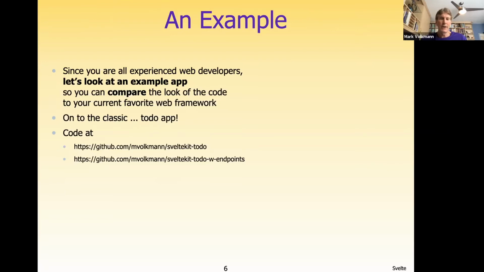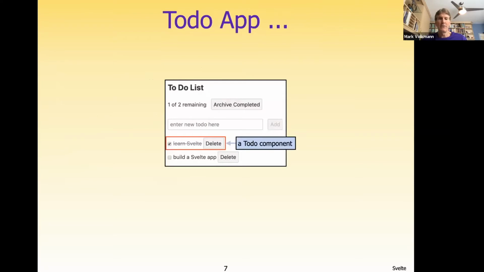GitHub repos there. The first one is actually the code we're going to walk through. And then the second one is a work in progress where I'm expanding this to have user accounts, and every user has their own list of to-dos and authentication and all of those things. But let's focus on the simple one right here and just get a feel for some of the benefits of using Svelte. So this is the app that I want to build.